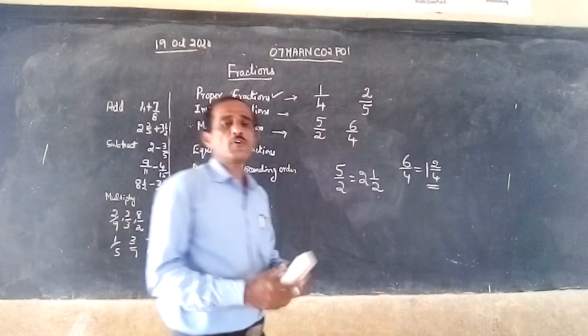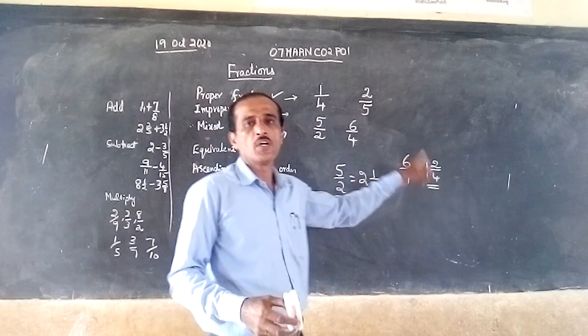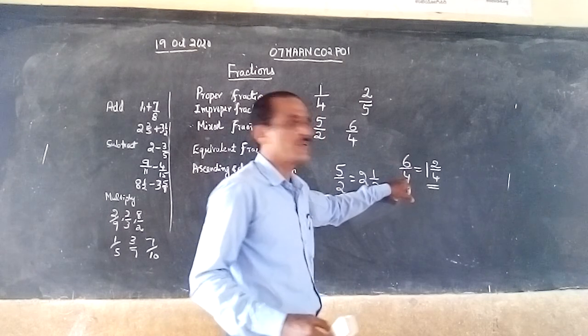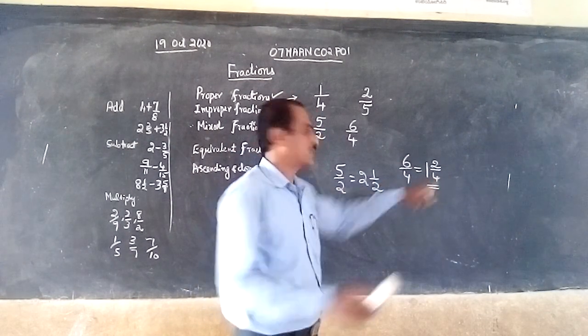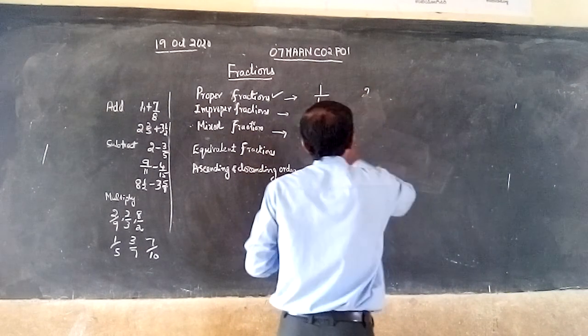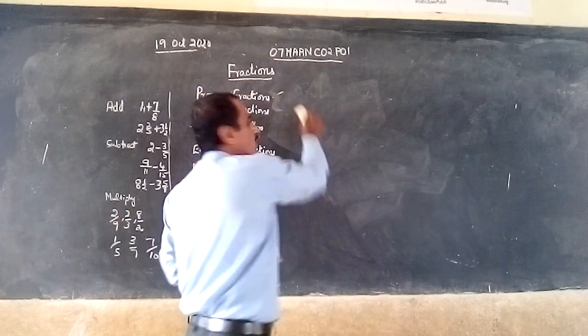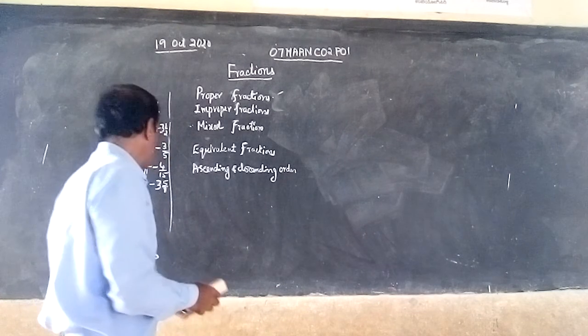So, 6 by 4 can be written as 1 2 by 4. So, this is a mixed fraction, this is an improper fraction. So, improper form and mixed form of a fraction. Okay, this is what we have studied. Now, let us see. These are all things we have studied in our previous classes.